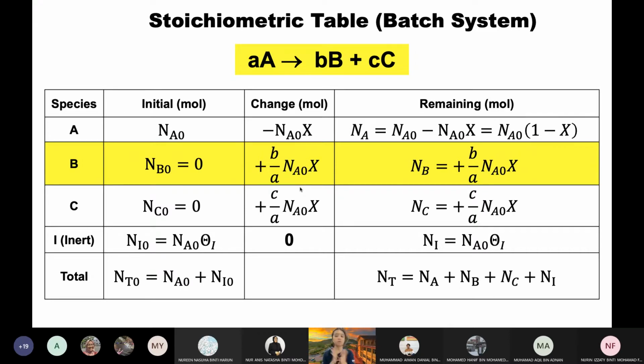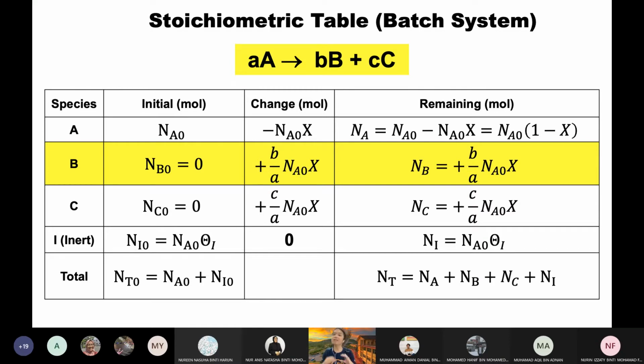Because B is now produced during the reaction. So then what about your NB, your total remaining for B? The remaining for B becomes plus b/a times NA0 X. It's only the change. Initial is zero, so just the change. So NB equals plus b/a times NA0 X.